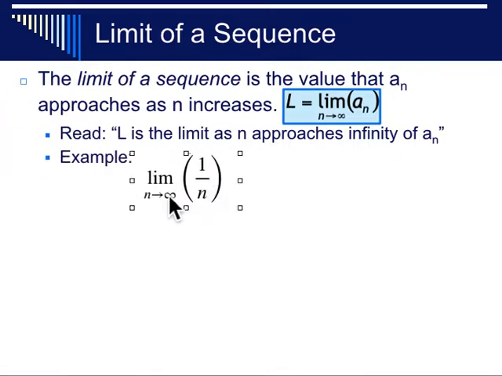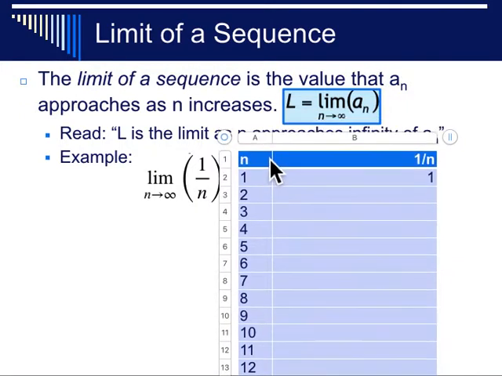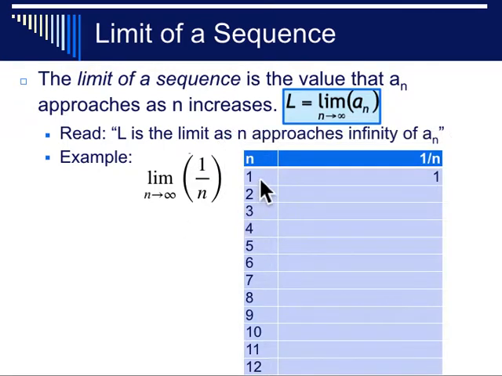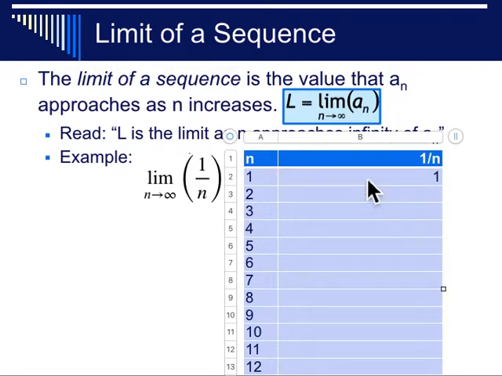This says the limit as n approaches infinity of 1 over n. And so what that means is I keep putting bigger and bigger numbers in for n. What happens to this limit? Why don't we do that for a moment? Here is a table, and I will put in bigger and bigger numbers for n and see what happens. Of course, if we put a 1 in, 1 over 1 is just 1.